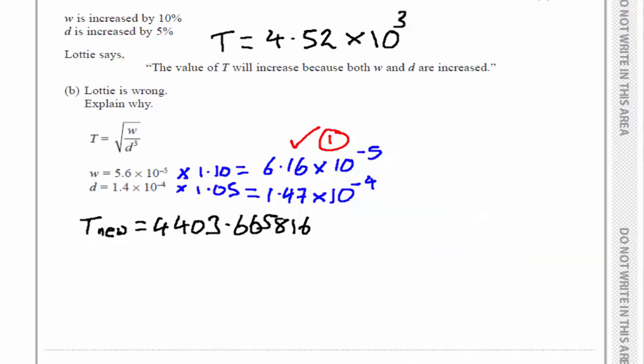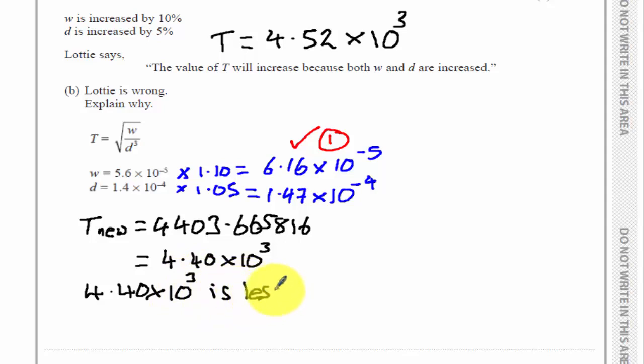Because the old value of t was in standard form, I'll put this in standard form as well. So we're going to have 4.40 times 10 to the 3. And clearly 4.4 is less than 4.52. It's worth writing a sentence. 4.40 times 10 to the power 3 is less than 4.52 times 10 cubed, and I have my second mark.